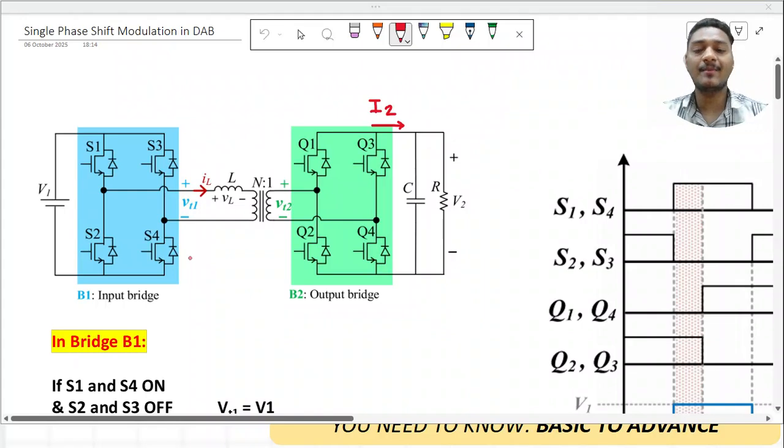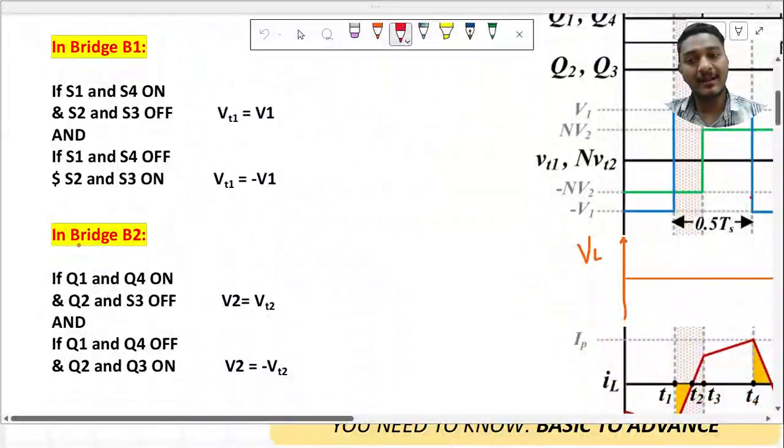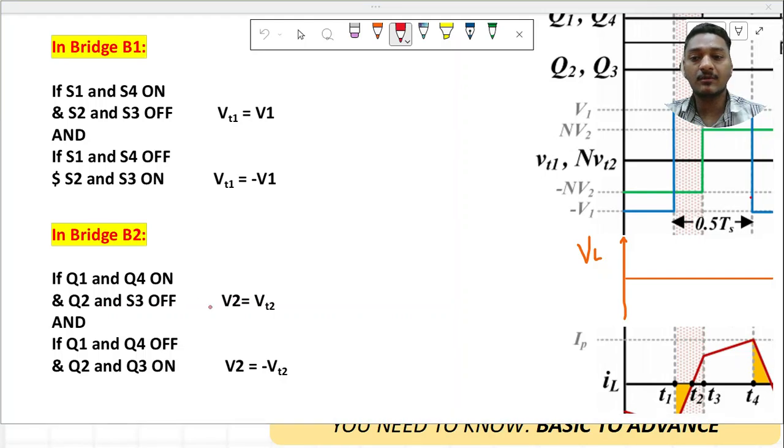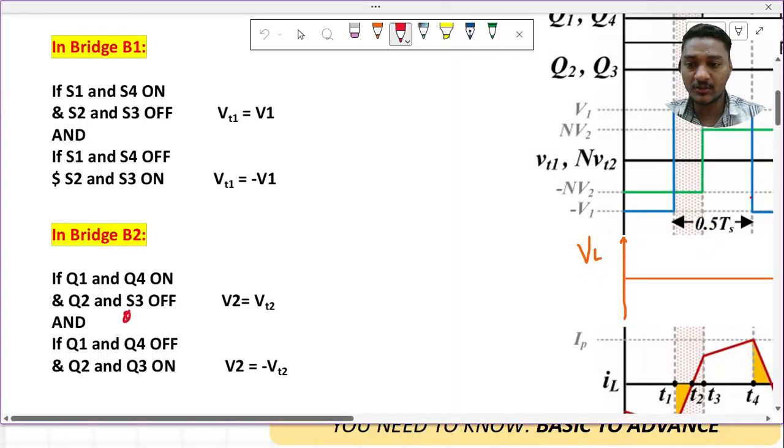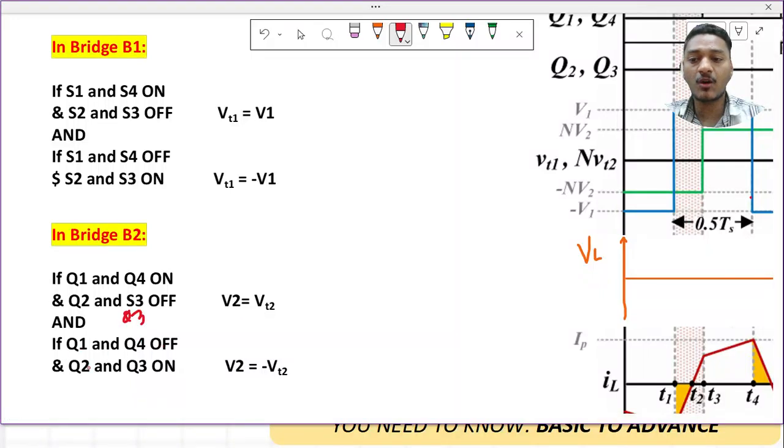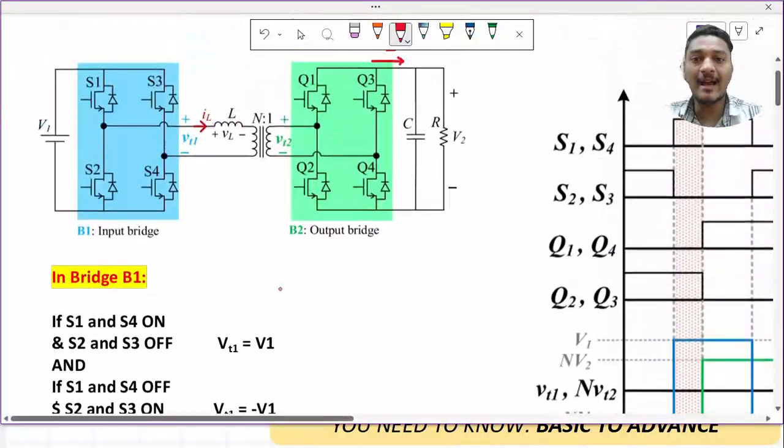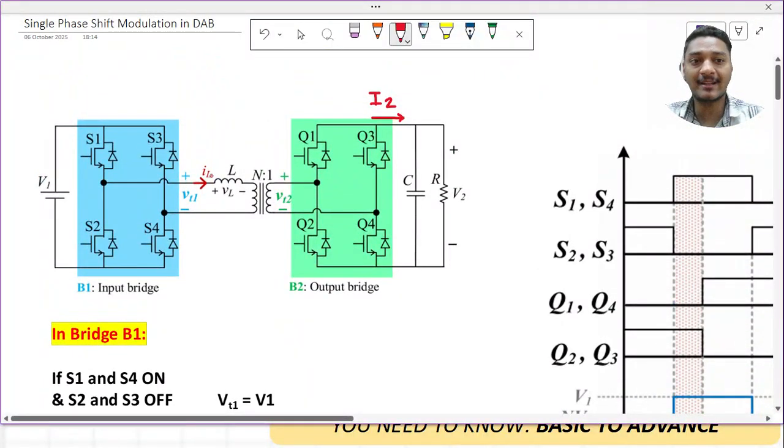I also emphasized the direction of the IL. Similarly in bridge B2, if Q1 and Q4 are on and Q2 and Q3 are off, what is my V2? And when Q1 and Q4 are off and Q2 and Q3 are on, then V2 is minus V2. The direction of the current at that particular time we have also seen.